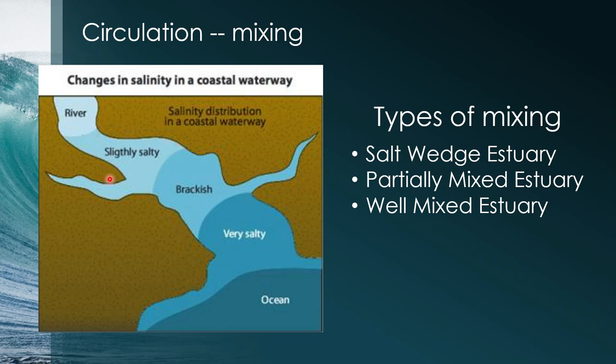We can have this mixing occur in a few different ways. We can have something called a salt wedge estuary. We can have a partially mixed estuary, or we can have a well mixed estuary. We're going to look at each one of these types of mixings in depth.